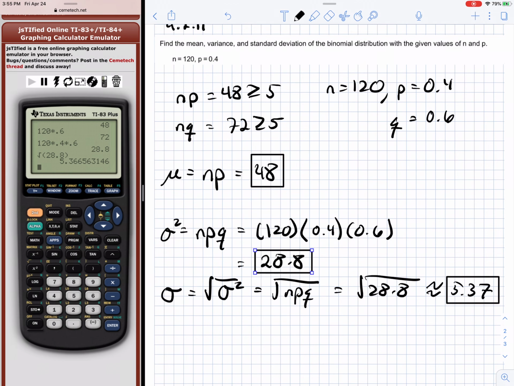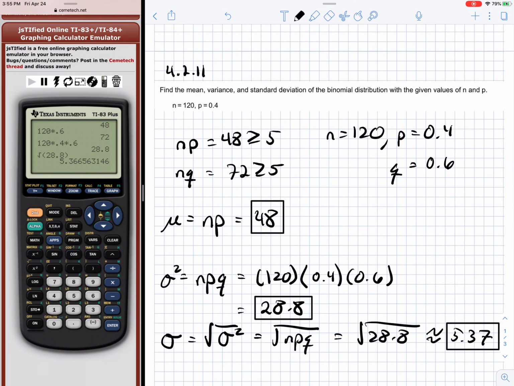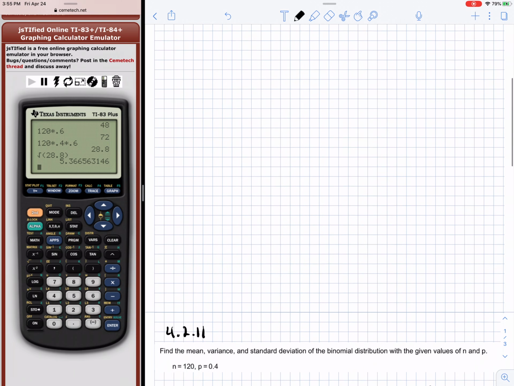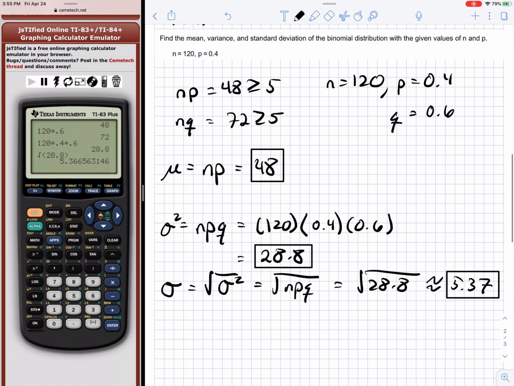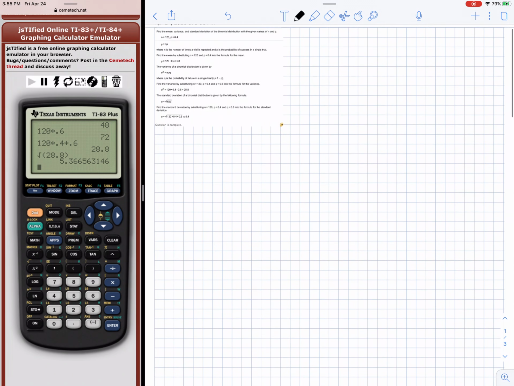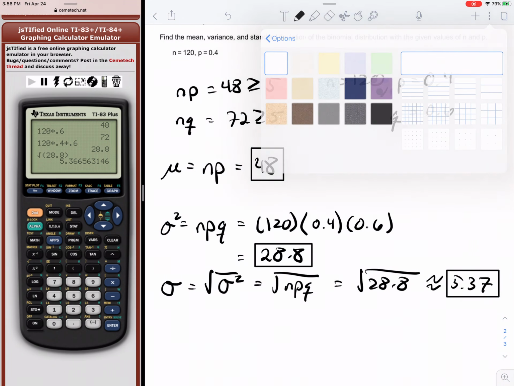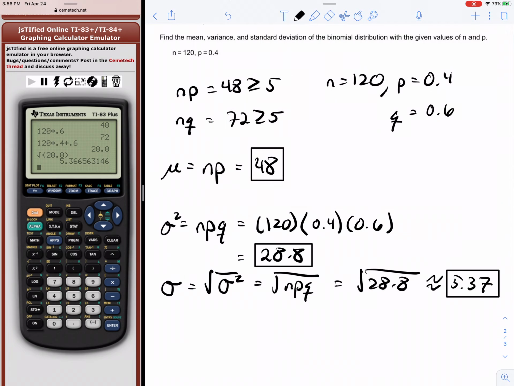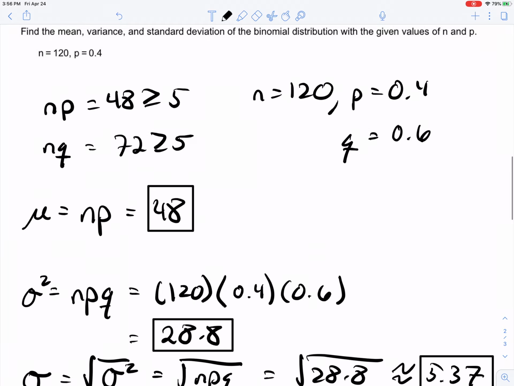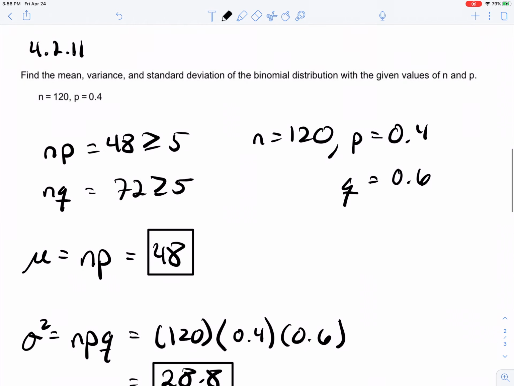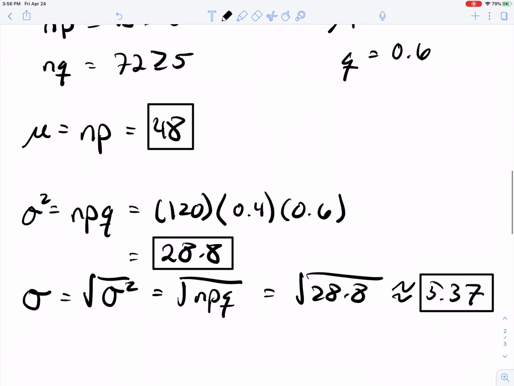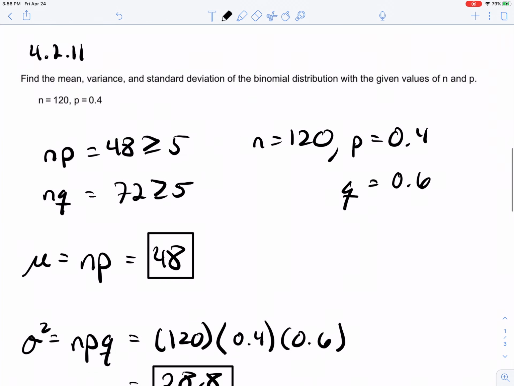I think that's all that the question asks for: the mean, variance, and standard deviation of the binomial with the given values of n and p. Okay, let me see, how did we do? 48, 28.8, and 5.37. Yeah, so this is good. So this kind of follows, but you will need a calculator. This example wasn't too bad, but with bigger numbers, yeah, you're going to need a calculator. That's the long and short of it all.